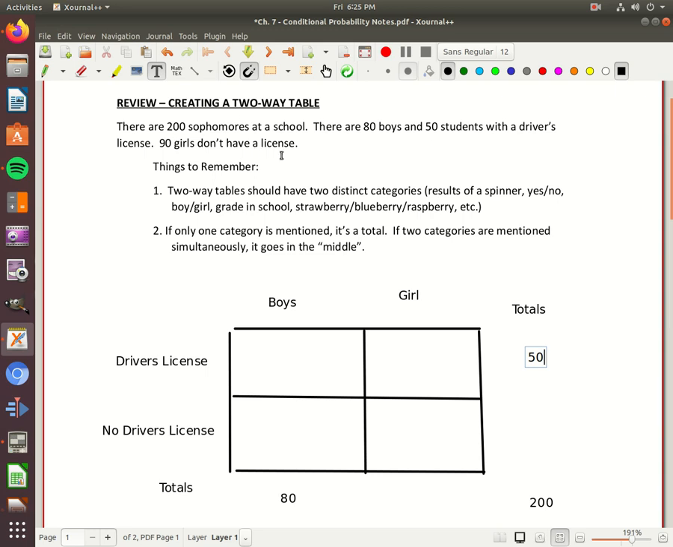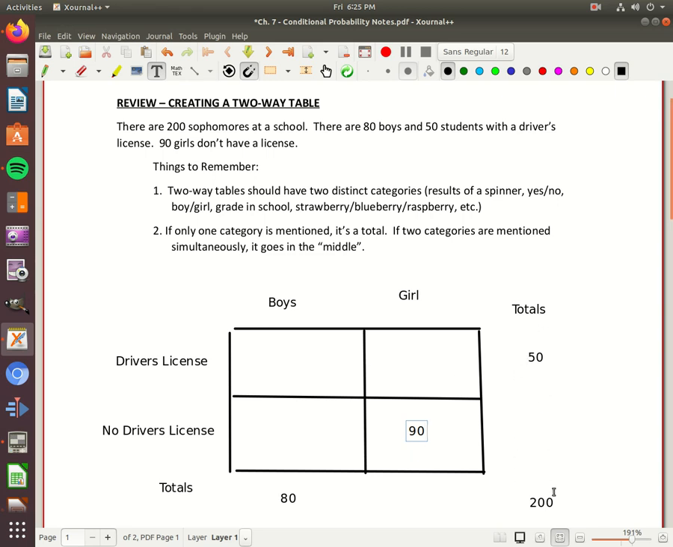90 girls don't have a license. Now, they mention both things. They mention if it's a girl and that they don't have a driver's license, so we can put that in the middle. So here's how much of the two-way table we can fill in just based on the question. Now the rest of it is going to be up to us to do some arithmetic. So obviously we wouldn't want to start here because it could be 40 and 10 or 30 and 20 or 50 and 0. So we know it has to add up to 50, but there's two unknowns here, so we can't solve that. But we could start here.